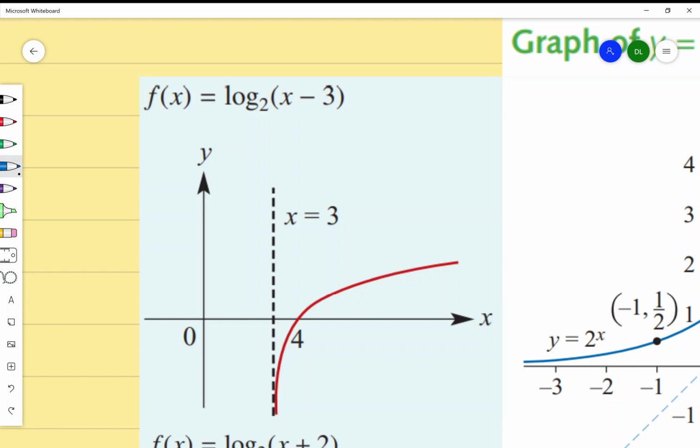Now, I'm not expecting you guys to be able to graph these pinpoint by value. Obviously, you guys can't calculate log. I can't calculate log in my head that quickly. But you are expected to be able to draw the general graph and then find the transformations from there.